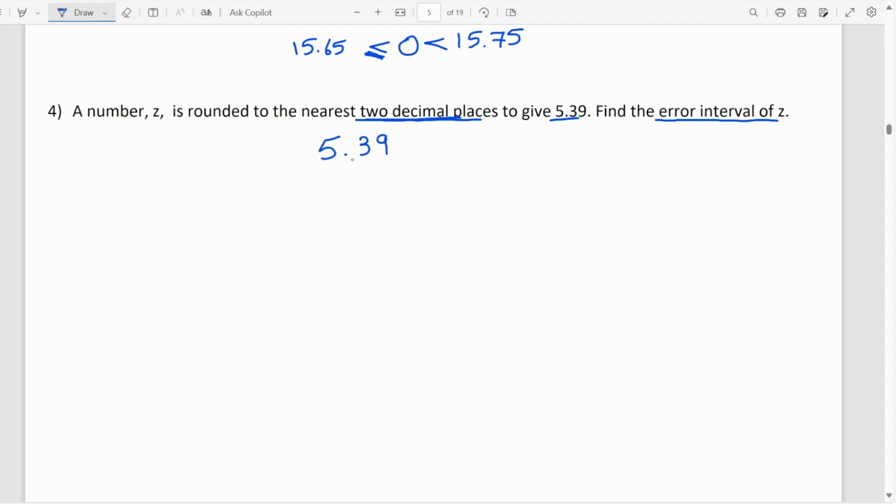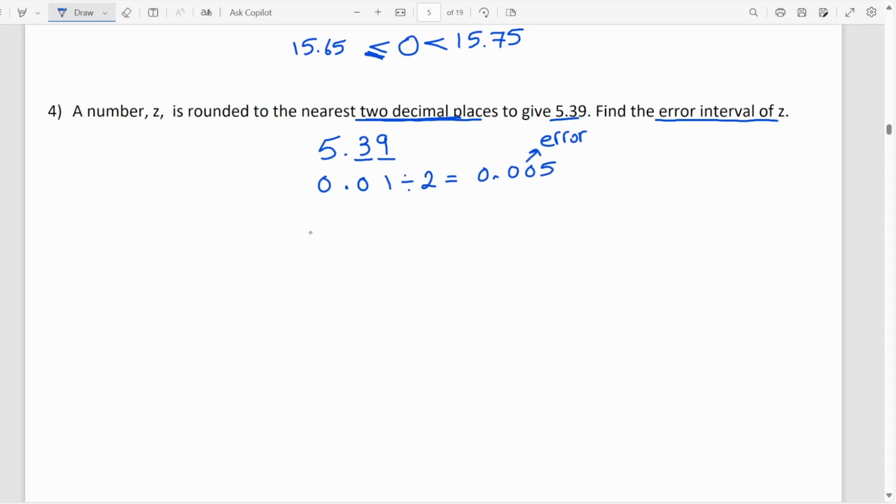So let's find the second decimal place. This is the first. This is the second. We'll replace this by a 1 and everything else by a 0. And now we're going to divide this by 2 to find the error. The error will be 0.005. This right here is the error.